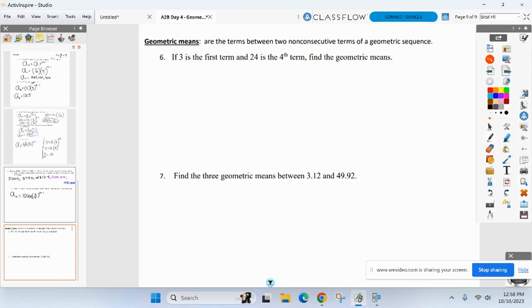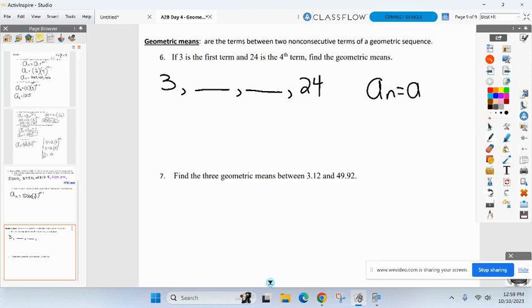So again, I got 3 as the first term, and I want to find the 2 numbers in between before I get to 24, which is the fourth term. And I really don't want to guess and check either, because you never know, it might come out to be a decimal. So what value would it be awesome to know here? The r value. And what formula can I get the r value from? The formula we've been working on all today.